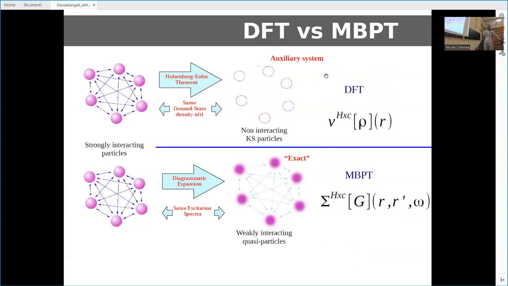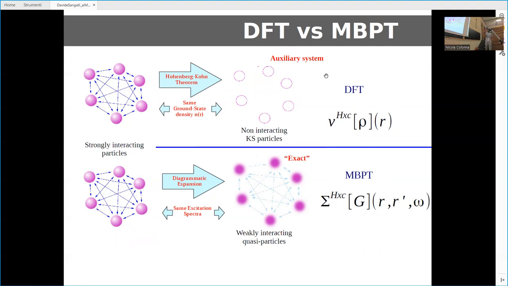So let me stress a bit the differences between DFT and many-body perturbation theory. First of all, in DFT, we have an auxiliary system of non-interacting particles, and this is meant to get the total energy and the density of the system. Instead, within many-body perturbation theory, I have this picture of weakly interacting quasi-particles, which can be made exact. I will comment a bit more about that. But in particular, the theory has the exact excitations of the interacting particles.